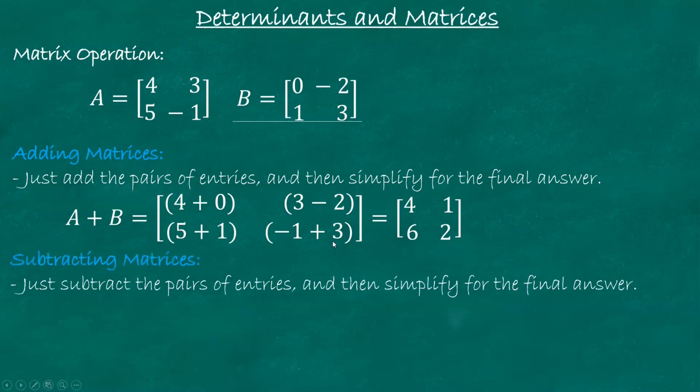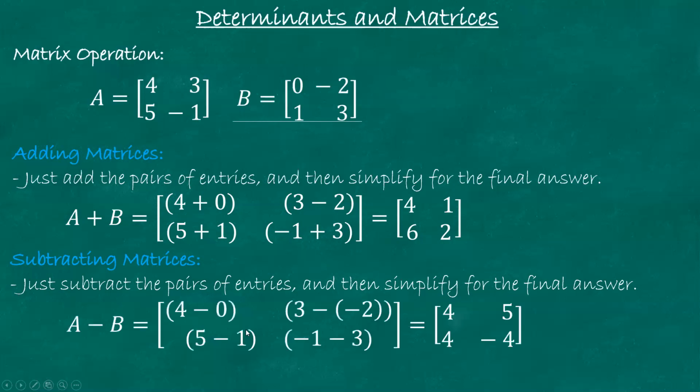Very simple. If you subtract, same condition. The two matrices must have the same dimensions. Different dimensions are not possible. So, you just subtract the pairs of entries and then simplify for the final answer. A minus B: 4 minus 0, 3 minus negative 2, 5 minus 1, and negative 1 minus 3. That is the final result.